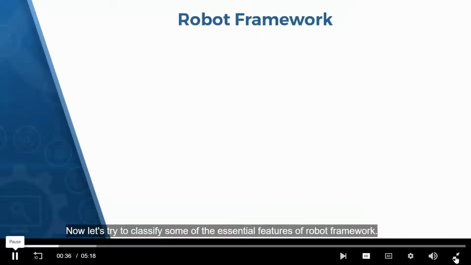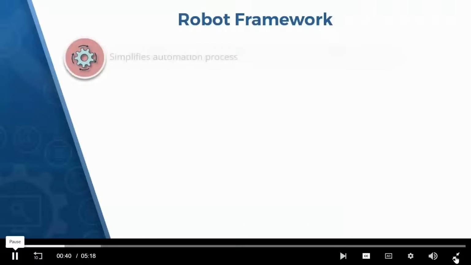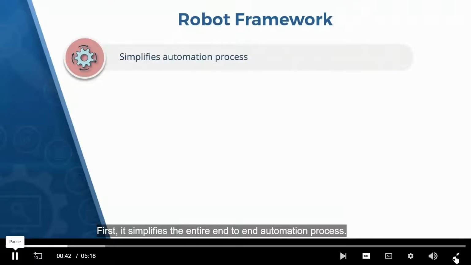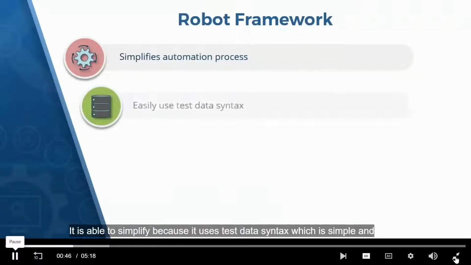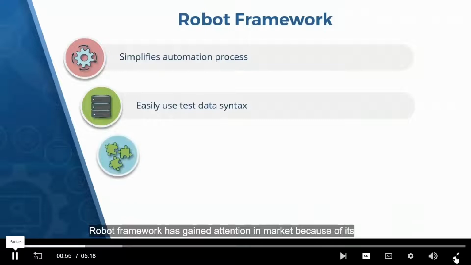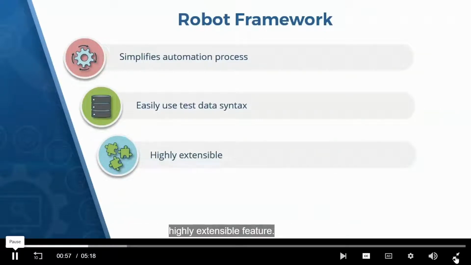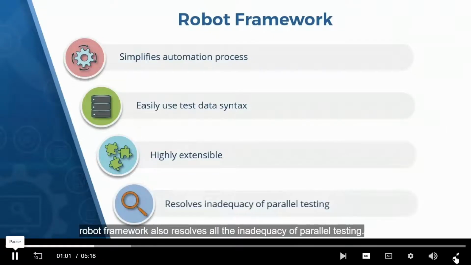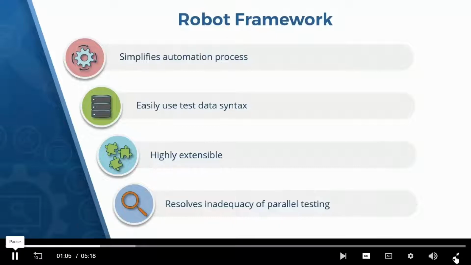Now let's try to classify some of the essential features of Robot framework. First, it simplifies the entire end-to-end automation process. It is able to simplify because it uses test data syntax, which is simple and easy to understand. Robot framework has gained attention in market because of its highly extensible feature. And apart from that, Robot framework also resolves all the inadequacy of parallel testing.